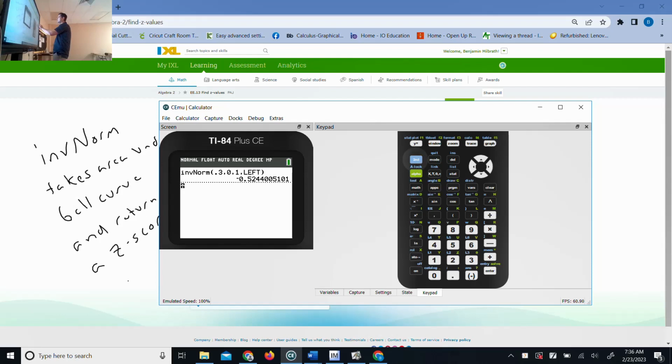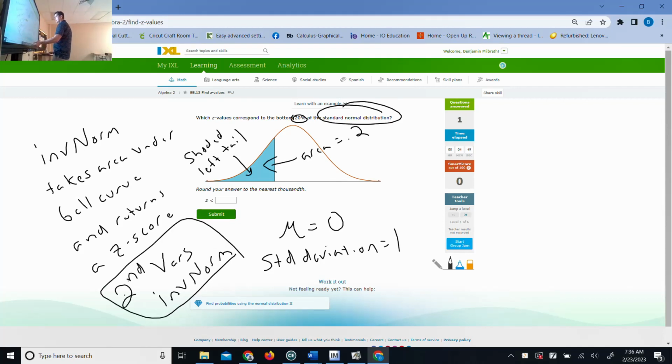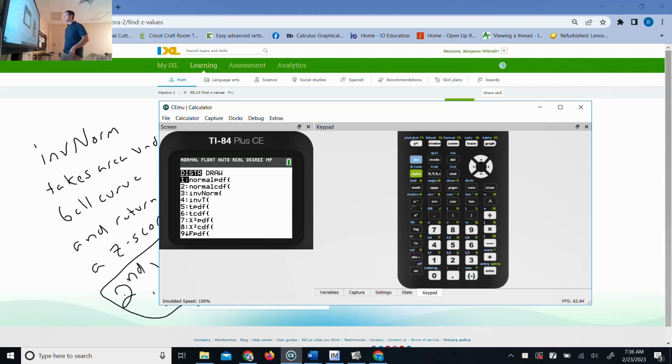We're going to go to second vars, and we're going to find inverse norm. That's the big thing. So check your faceplate. Second vars, it's right underneath that left arrow. It's where it's at. And just scroll on down to inverse norm.